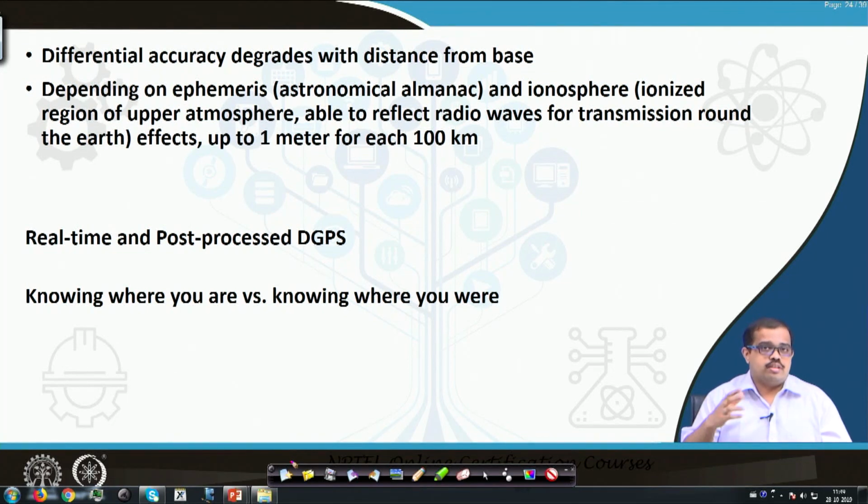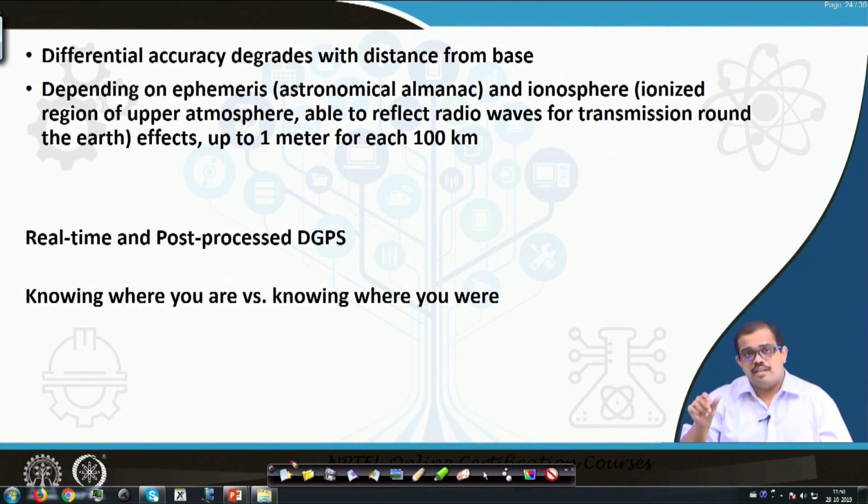Depending on your ephemeris and the ionosphere region of the upper atmosphere, this particular differential GPS base station can reflect the radio waves for transmission with effects of up to 1 meter for each 100 kilometers. So, every 100 kilometers, the signal sent from the differential GPS can have a distortion of up to 1 meter, which is extremely small compared to other distortions, where we have 8 to 12 meters at minimum and up to 50, 60, 100 meters.